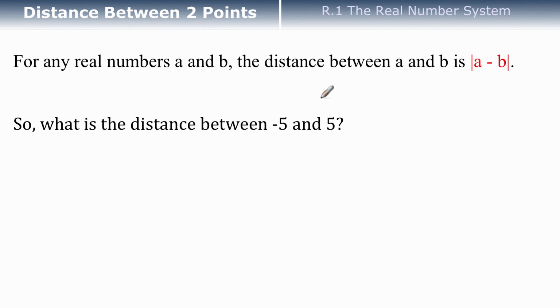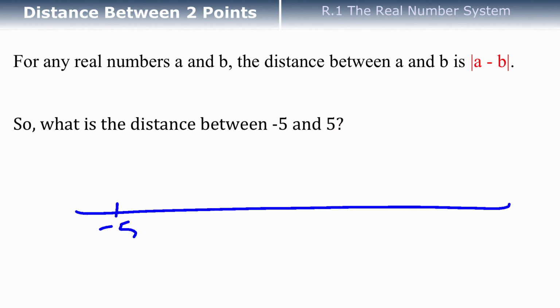A good example of using absolute value is if you have to find, for example, the distance between 2 points. So if you have distance between, say, a negative 5 and a 5, if you look on the number line, so here's negative 5, here's 0, and here's 5. If they say, what's the distance between those 2 points? Well, here it's pretty easy to see. I've got 5 plus another 5. It's going to be 10.